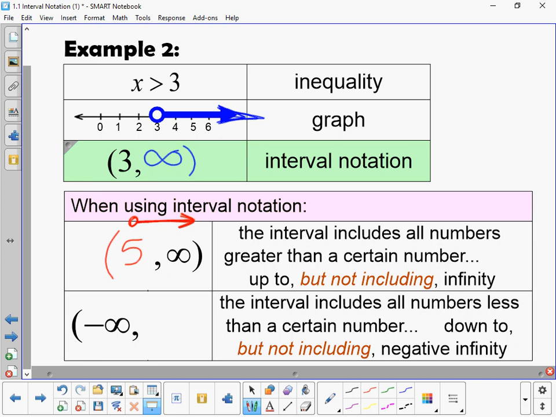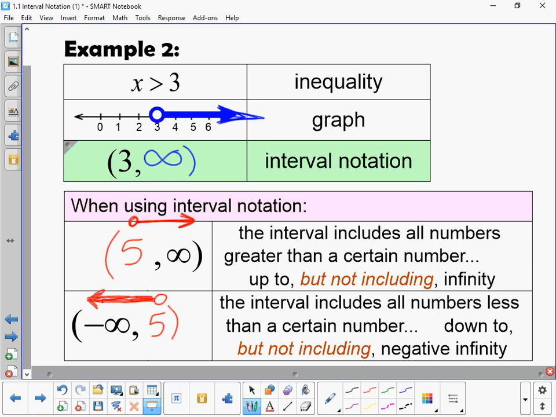Or you could have infinity on the other side. You could have a situation where it's everything to the left of a certain number. And in that case, if you're reading it from left to right, it would be from negative infinity up to that certain number.